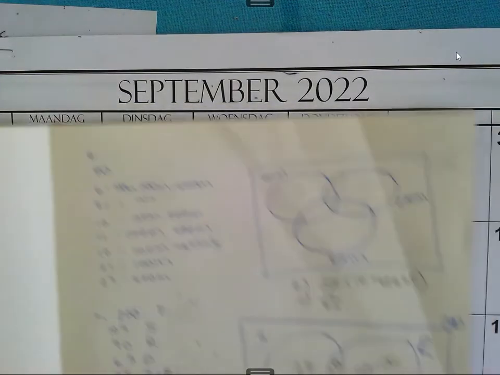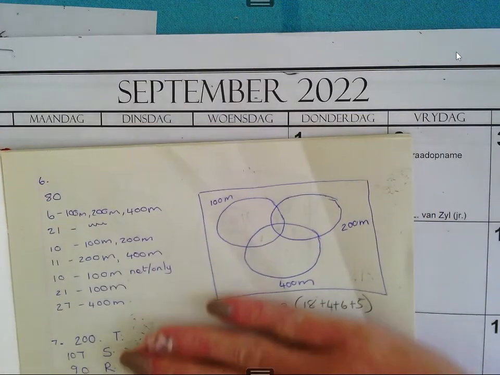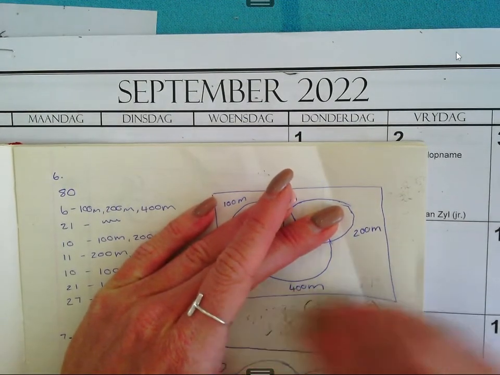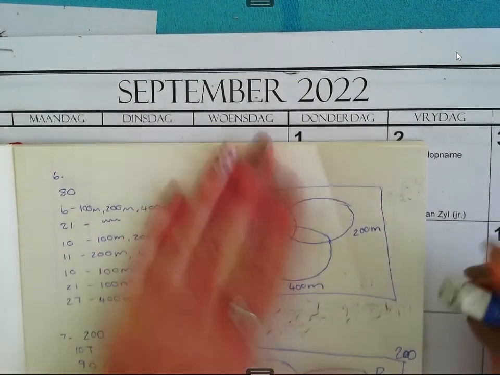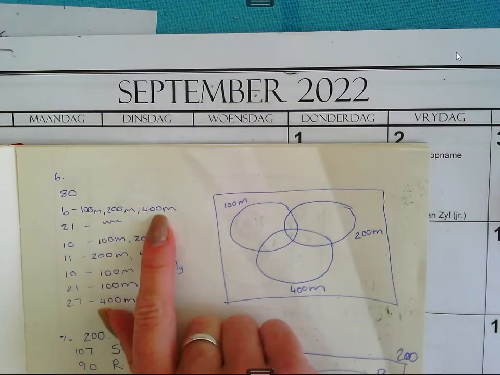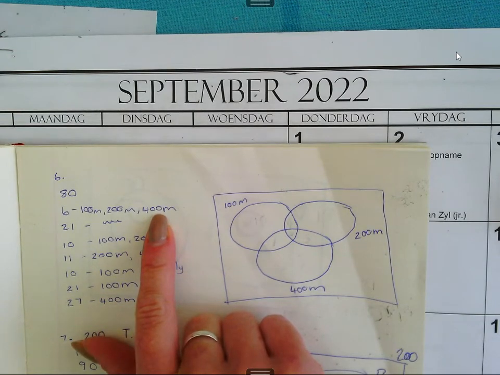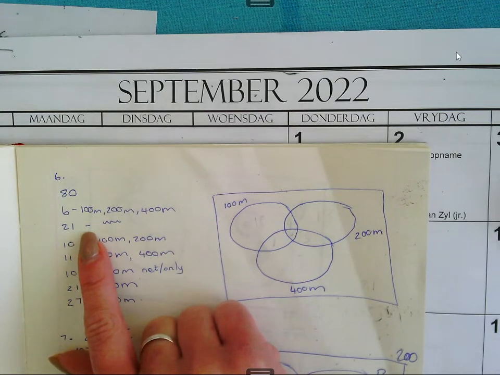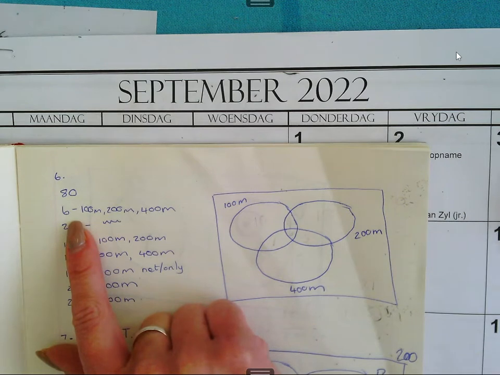Okay, quickly do number 6. They say 80 learners in total, or 80 athletes. They say 6 entered for the 100, the 200 and the 400. Look there in your book so you see if you agree with me. 21 didn't enter for any of the items. We know where that one's going to go. We also already know where 6 is going to go.